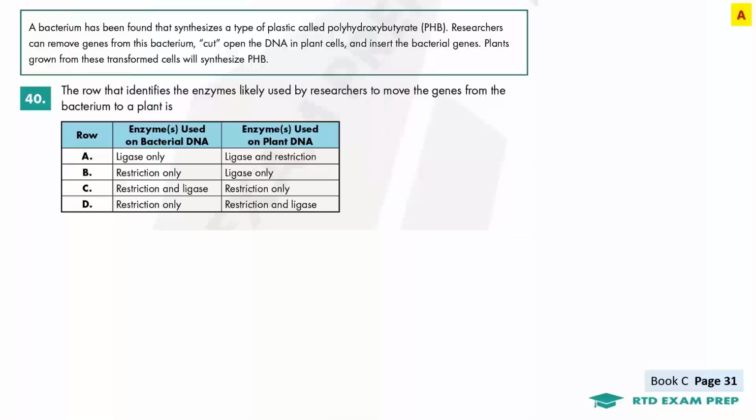Question 40. A bacterium has been found that synthesizes a type of plastic. Researchers can remove genes from this bacterium. They cut. Immediately I think of restriction enzymes. And then insert. So remember, cut, glue. So enzymes used on the bacterial DNA.